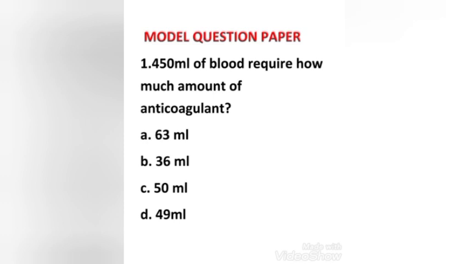The volume of anticoagulant required to prevent clotting and preserve red cells is dependent on the volume of blood taken from the donor. Some collection bags are designed for the collection of 500 ml of blood and contain 70 ml anticoagulant. Others are designed for 450 ml collections and contain 63 ml of anticoagulant. So here the right answer is option A, 63 ml.